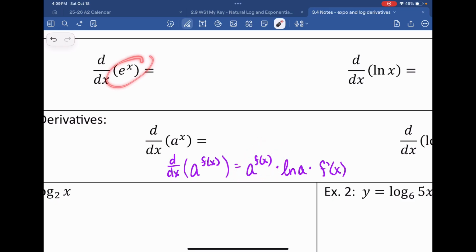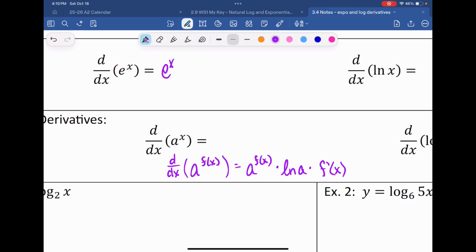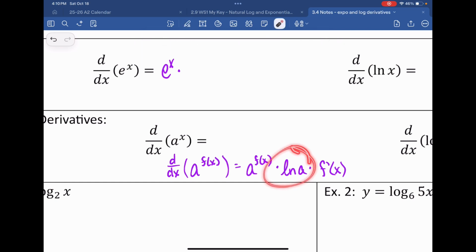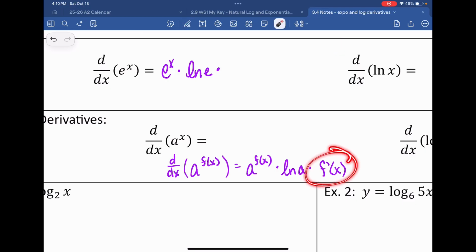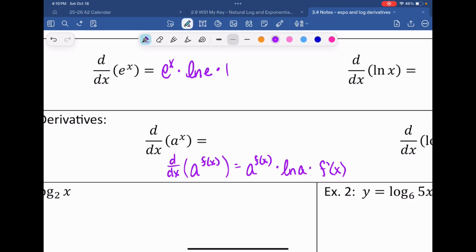So e to the x times the ln of e times the derivative of the exponent. So what? Well, the ln of e is also 1. So this is e to the x times 1 times 1. So the derivative of e to the x is e to the x.